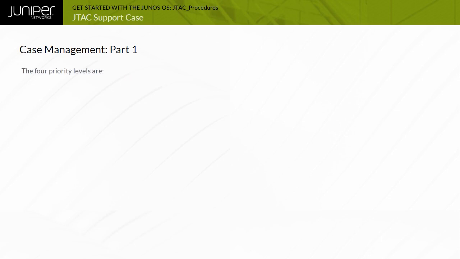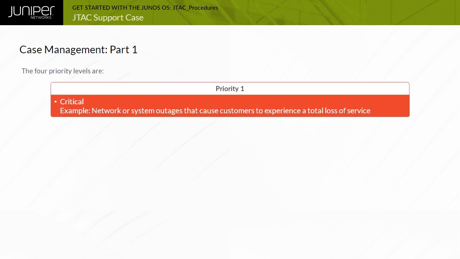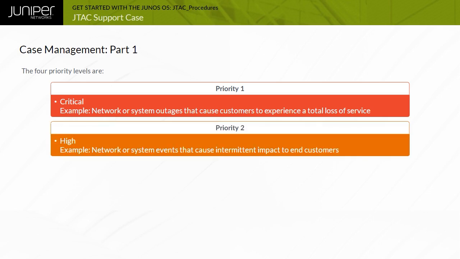There are 4 priority levels. Priority 1 is critical and indicates catastrophic impact to business operations. Examples of Priority 1 issues include network or system outages that cause customers to experience a total loss of service. Priority 2 is high and indicates significant impact to business operations. Examples of Priority 2 issues include network or system events that cause intermittent impact to end customers.